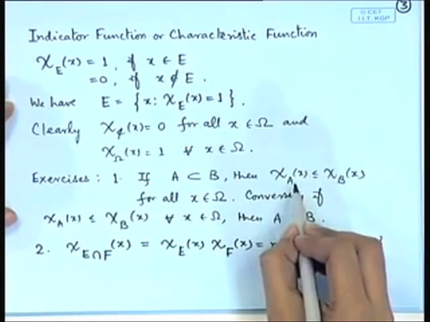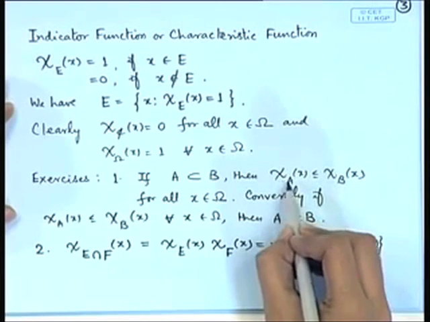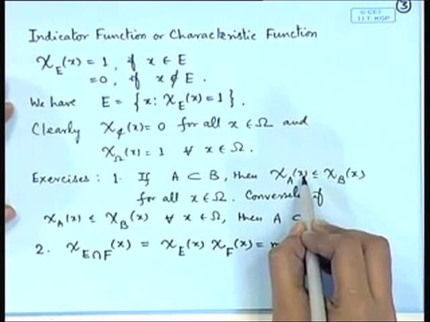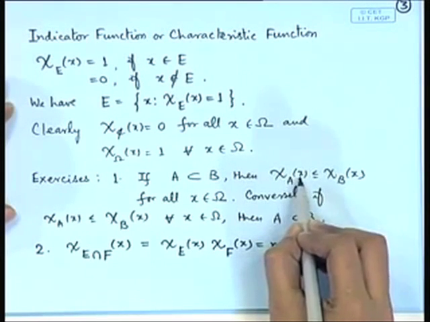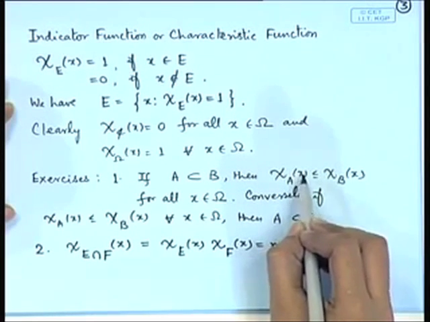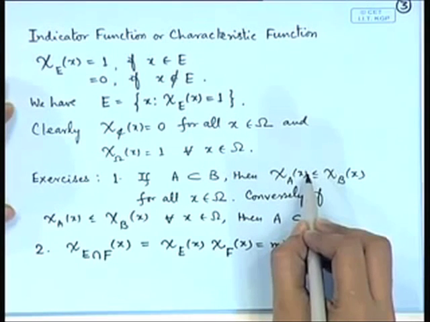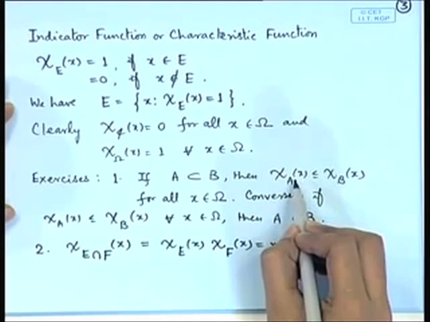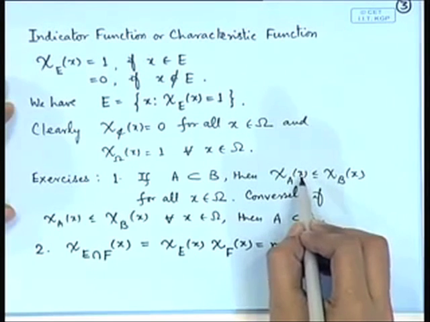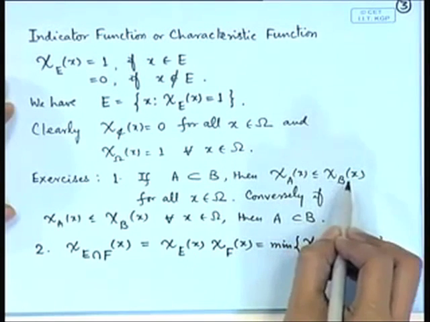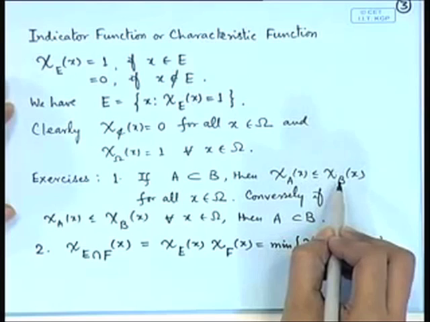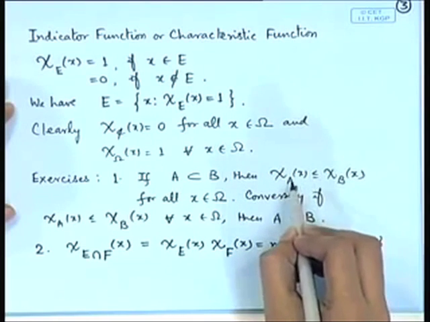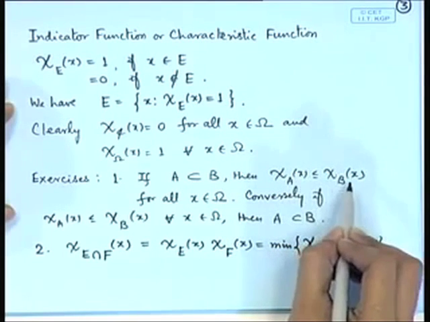A simple proof of this is that if we consider chi_A(x), then it is equal to 1 for all x belonging to A. And since A is a subset of B, this implies that chi_B(x) is also 1 for these points. Now, for the points where chi_A(x) is equal to 0, these include certain points where chi_B(x) may be 1, and for other points chi_B(x) will also be 0. Therefore, chi_A(x) is always less than or equal to chi_B(x).